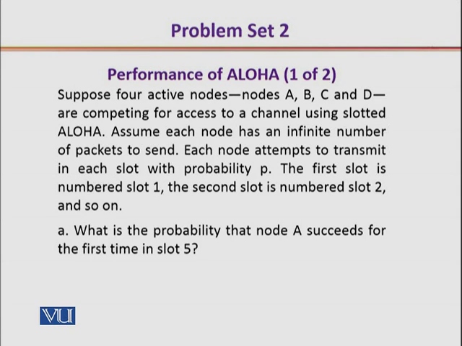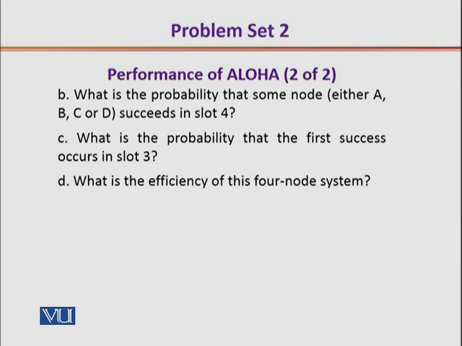If you number the slots as slot 1, slot 2, slot 3, and so on, let's try to answer these questions. The first is, what is the probability that node A succeeds for the first time in slot 5? What is the probability that any node succeeds in slot 4? What is the probability that there is success in slot 3? And can you determine a kind of mathematical relationship about the efficiency of this 4-node system incorporating slotted Aloha?